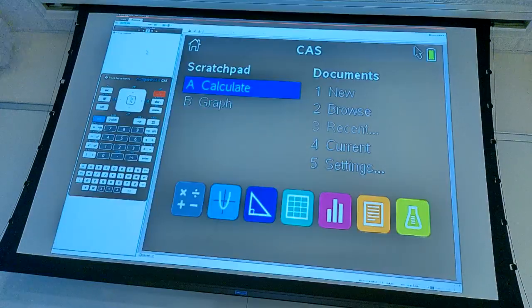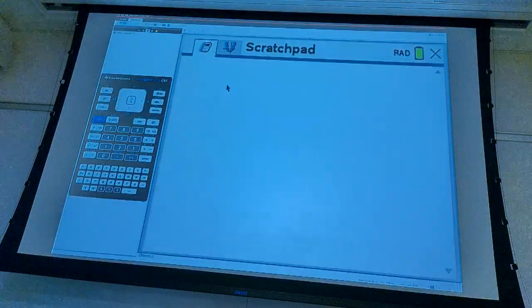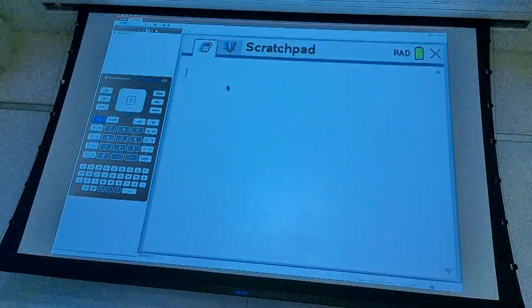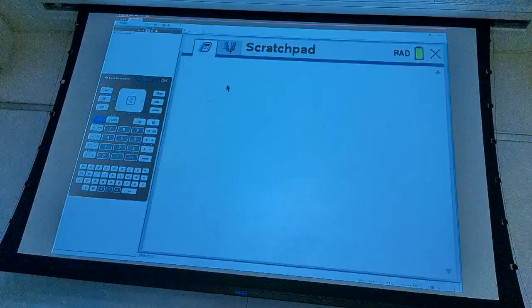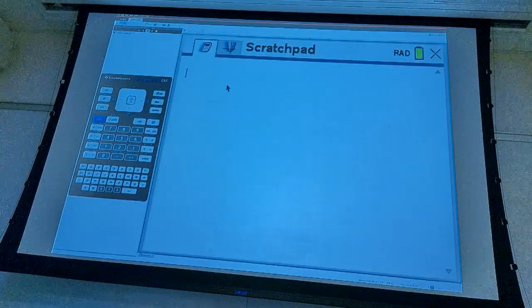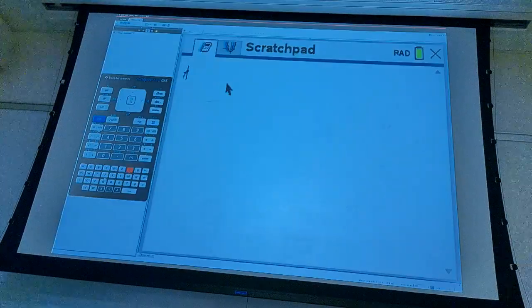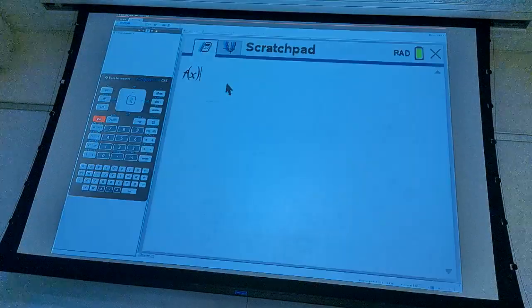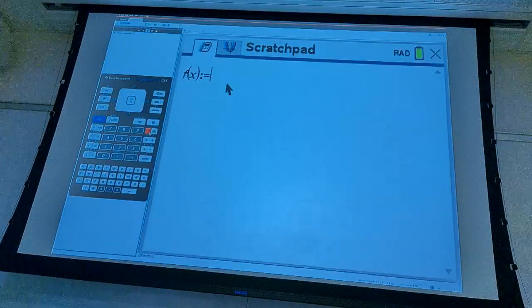So assuming you have the Inspire CX2 CAS, turn it on. For the first time, you come to the home screen. Scratchpad is good enough. Here's the easiest way to do it. Define your function first. So to define, you want a colon and equals. So you say control, and then it's right above that button there.